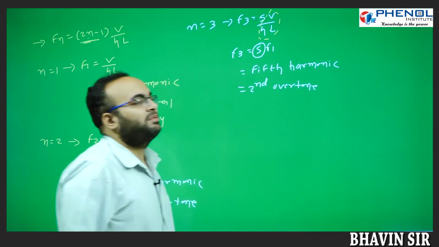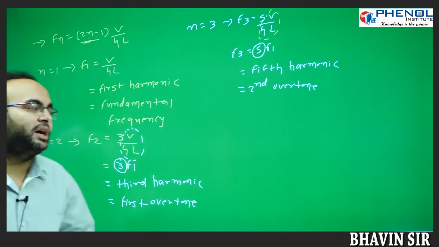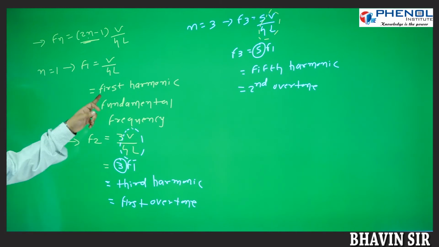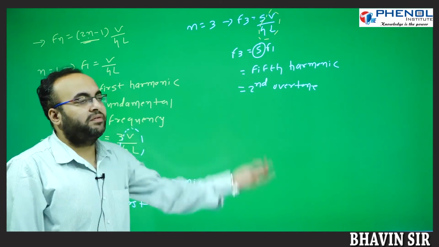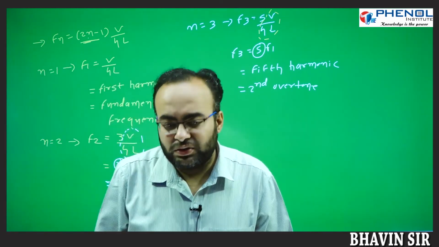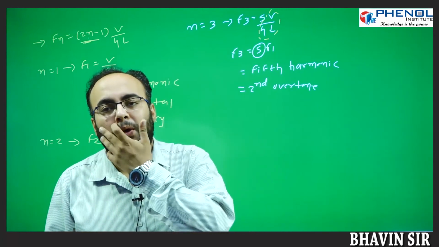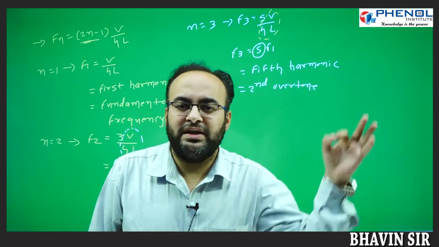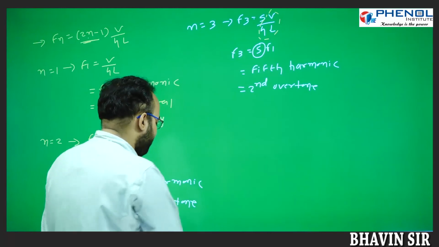So students, in this, even harmonics do not come at all. First harmonic, third harmonic, fifth harmonic. So in case of open pipe, only odd harmonics are present. Okay.